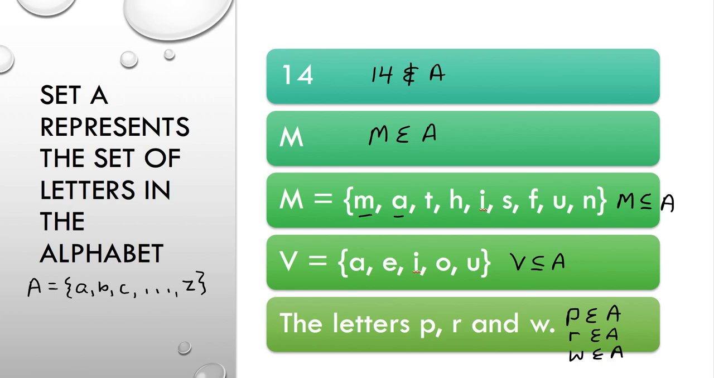So you want to be sure as you're doing this that you're using the right symbol. Remember that this symbol is going to be your symbol for an element. And this symbol is your symbol for a subset. And you want to be clear on when to use each one.